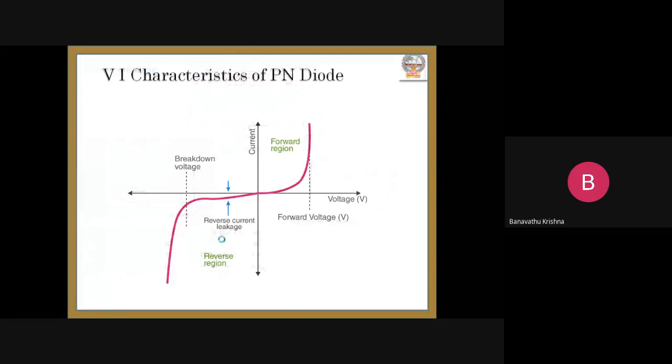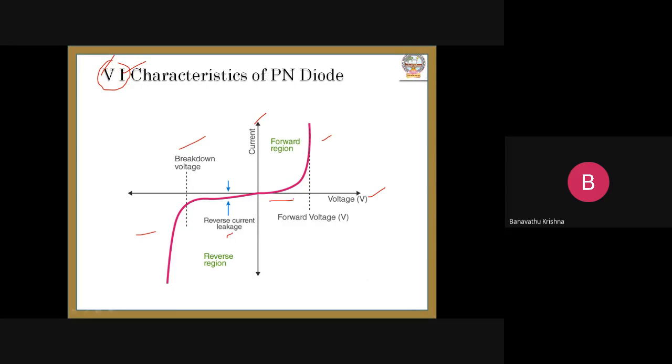VI characteristics of the PN junction diode. In previous slides, I discussed forward bias in one region and reverse bias in another region. Now we can discuss the VI characteristic, nothing but the voltage and ampere characteristic. Voltage is on the x-axis, current on the y-axis. This is the forward bias region. Forward bias voltage. This is the breakdown voltage. This is the reverse saturation current.